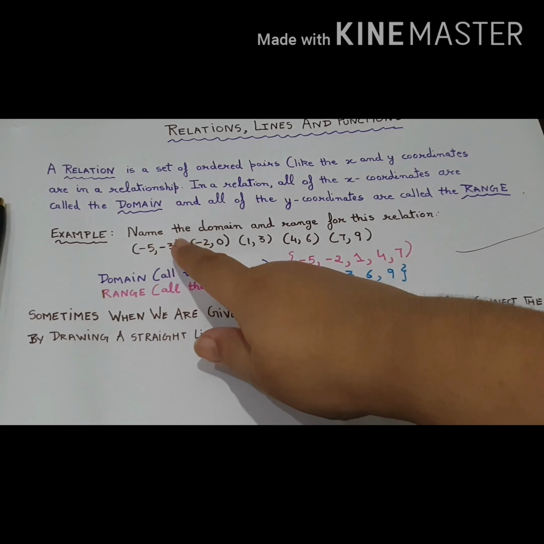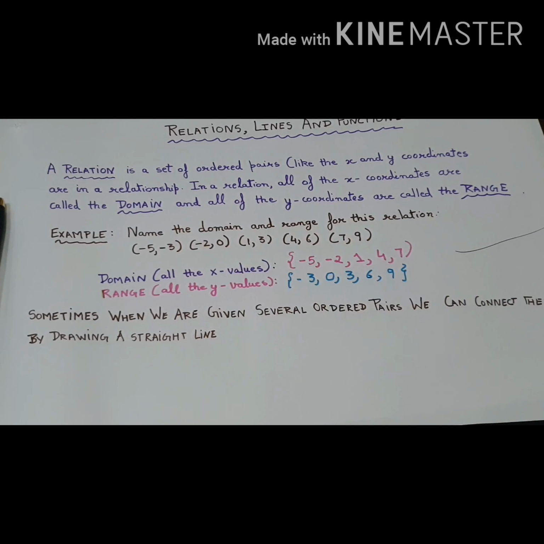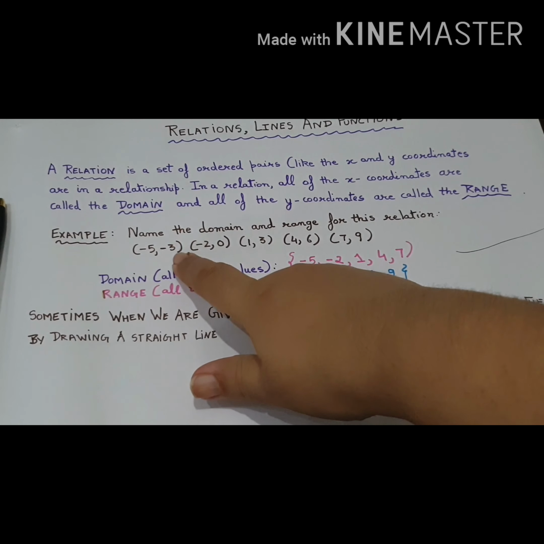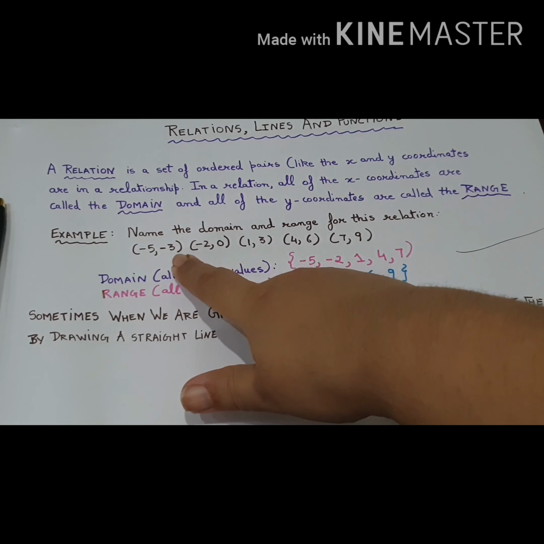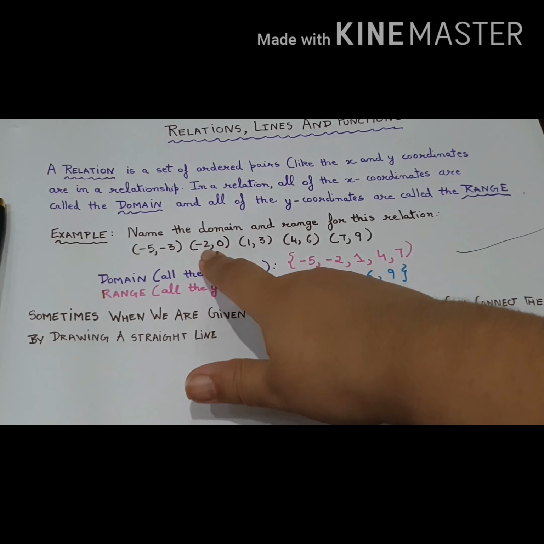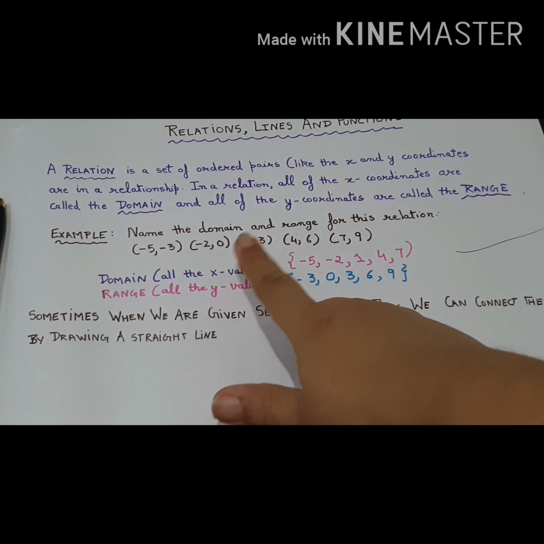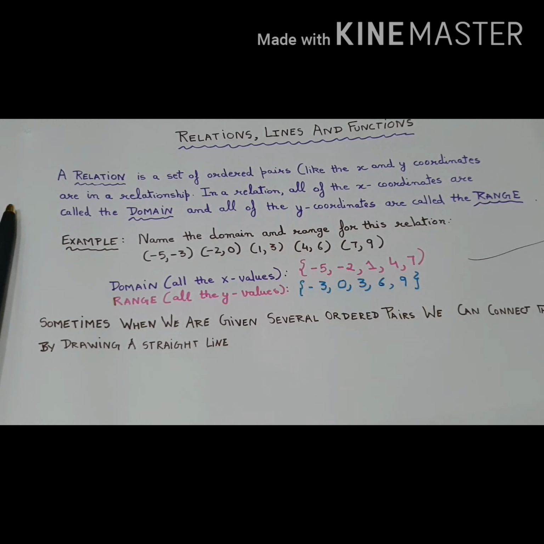So over here what you are able to see is -5 and -3. Whenever we are writing like this, first we put x, then we put the value of y. So over here the value of x is -5 and the value of y is -3. In another bracket, -2 and 0, what is the value of x? -2. What is the value of y? 0.